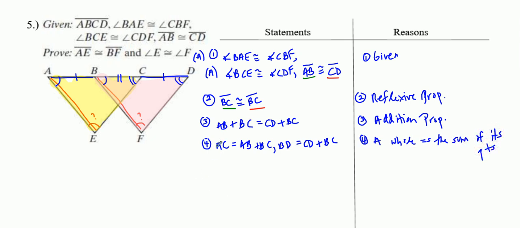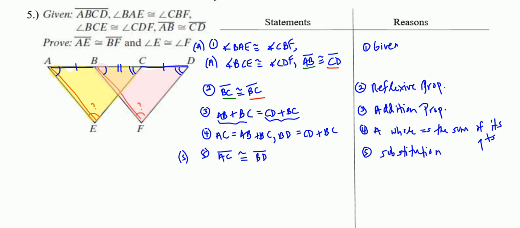And that sets ourselves up to use substitution, where I can replace AB plus BC with AC, since we know those are equal. And I can replace CD plus BC with BD, because in statement 4 I stated that those are congruent. And this would be substitution. And that's our pair of sides we need for the yellow and the pink triangles. So now we have enough information, if we take a look at our diagrams, to use angle, side, angle to prove the two triangles are congruent.